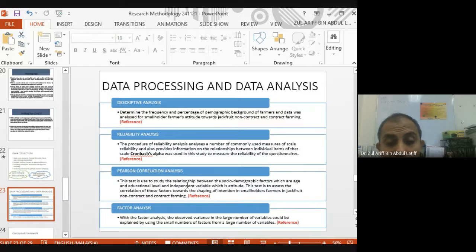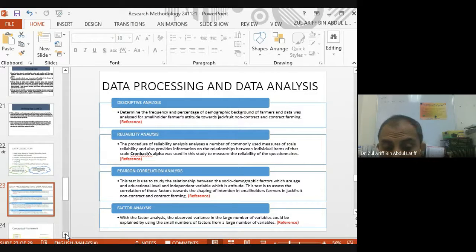Okay, Pearson correlation, which I described here, is the relationship between socio-demographic factors such as age, gender, education, and independent variables, which are attitude, norm, or perceived behavior. Meaning one part is the age and the income, and one part will be the attitude. If it is 0.6, we reject the hypothesis. If it is above, then we do not reject. It can be below or above. We'll see it.